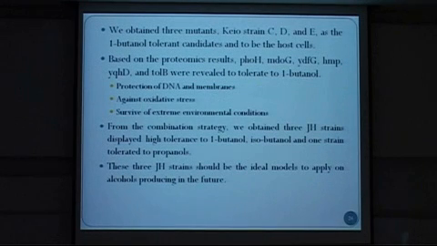In the summary, using our approach, we obtained 3 candidate host cells. And by proteomics approach, we find some proteins involved in butanol tolerance process, and it might be protection of DNA and membranes and against oxidative stress, as well as survival for extreme environmental conditions. For the combination strategy, we can obtain 3 JH strains which display high tolerance to 1-butanol, isobutanol, and 1 strain tolerates propanols. So we think the 3 JH strains might be an ideal model to apply to alcohol production in the future.